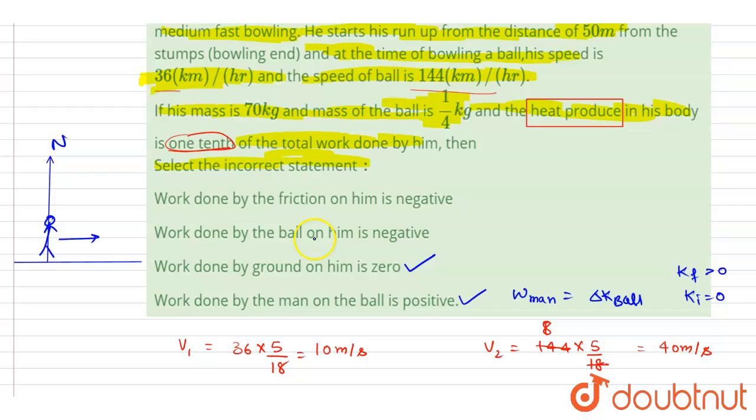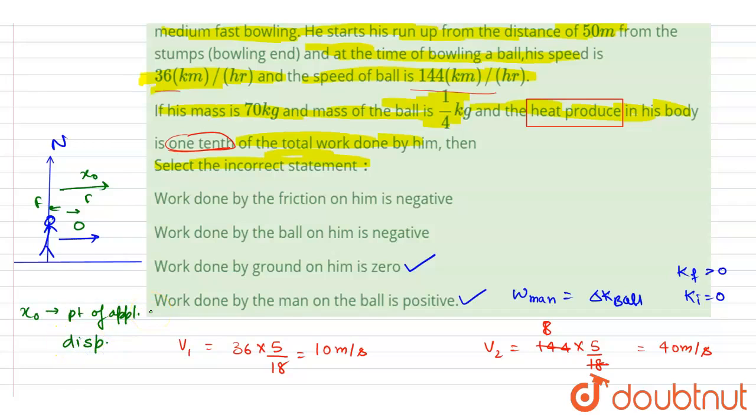Work done by the ball on him is negative, right? The man does a positive work on the ball, right? The ball is doing the same amount of negative work on the man. Since what is happening here, they two are applying equal and opposite forces on each other, and since they are in contact, so during the application of force, the point of application of force will have same displacement. So let me write down this. This is the point of application displacement. That will be the same for the two.